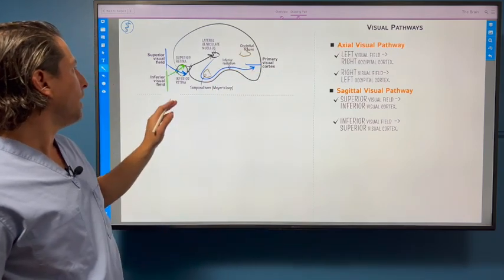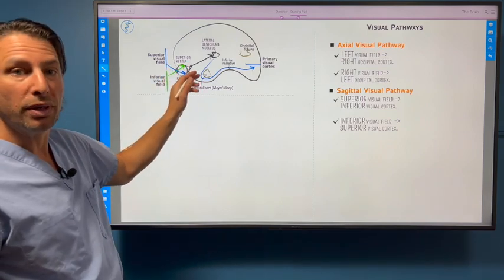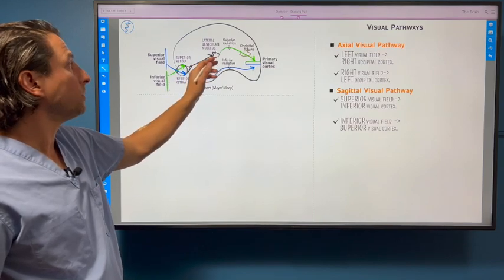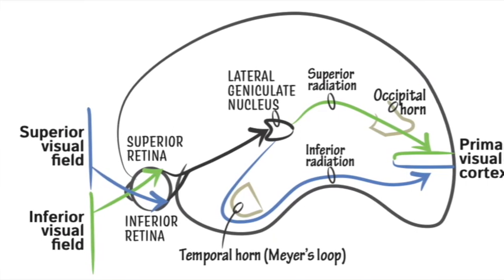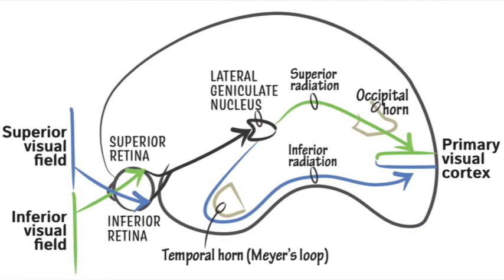And in opposition, the inferior visual field is received by the superior portion of the retina, goes to the lateral geniculate nucleus here, and then a superior radiation goes around the occipital horn to the superior aspect of the calcarine sulcus there.